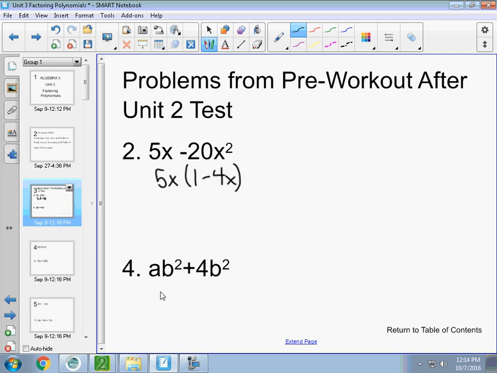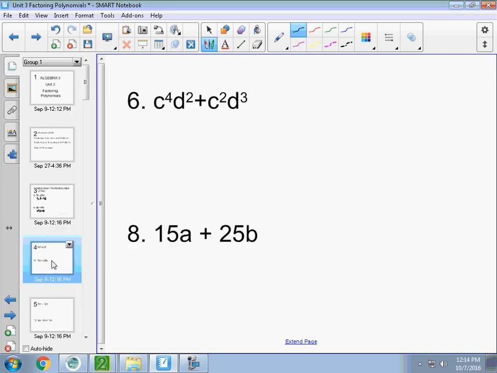Number 4, we had ab squared plus 4b squared. We can take out a b squared from both of those, and we are left with a plus 4. If we have multiple variables, we can pull c squared from both of the terms, and we can also pull a d squared from both of the terms. So that leaves me with c squared plus d. Here I can pull a 5 from both of these, so that will leave me with 3a plus 5b.